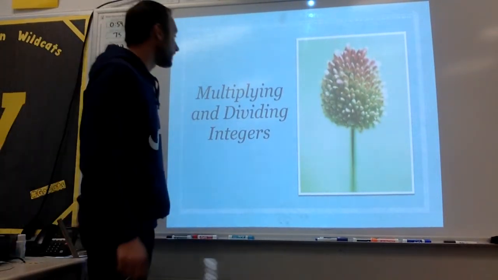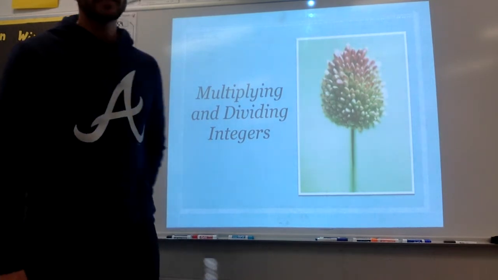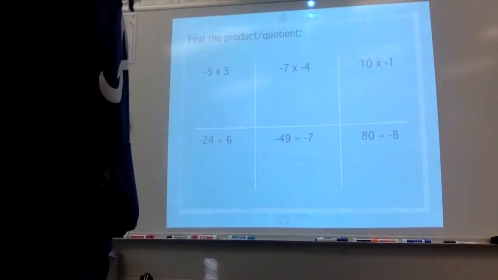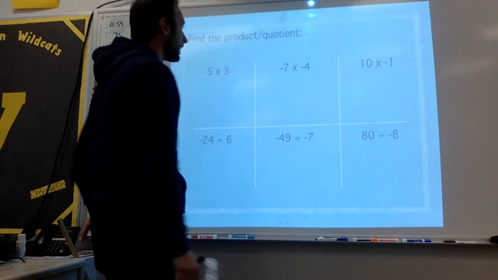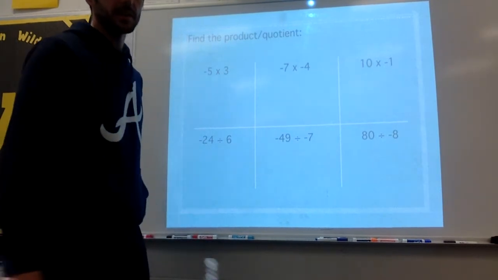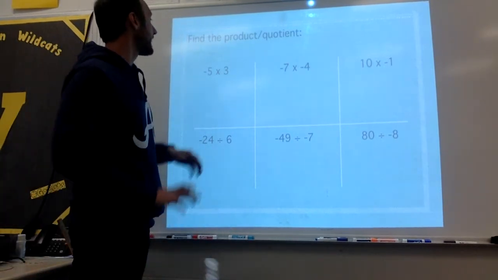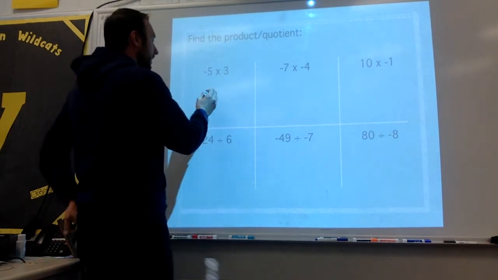For today, we are going to be multiplying and dividing integers. To start off, I am just going to give some examples and see if you can figure it out by yourself. First one is -5 times 3. That would be -15.